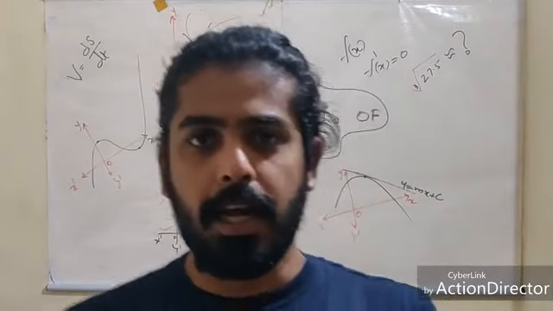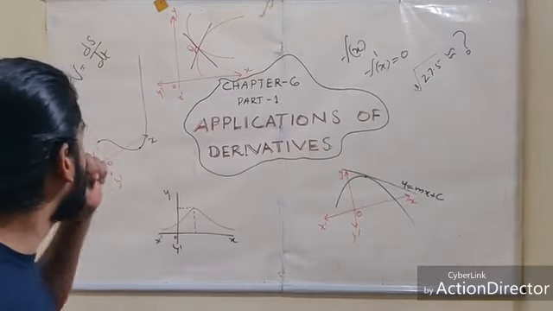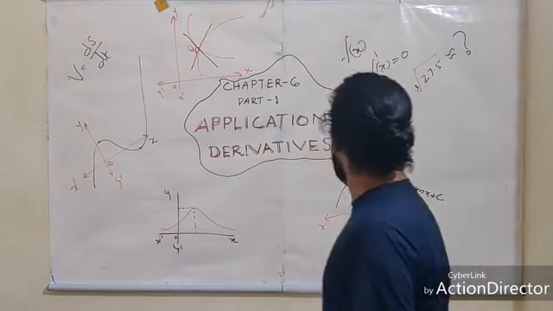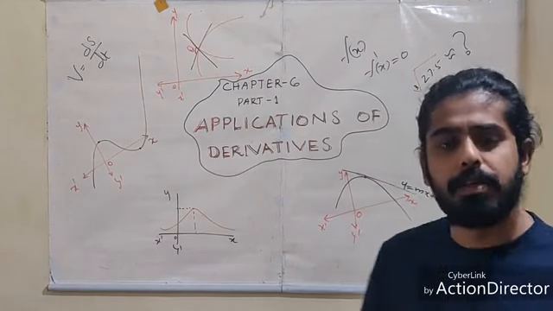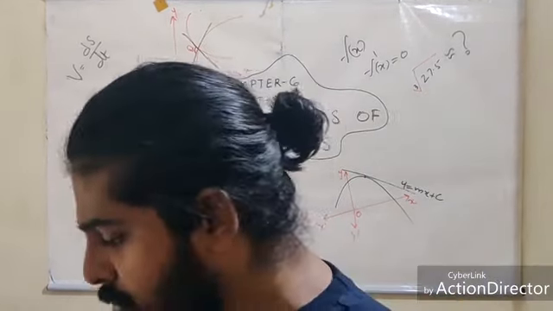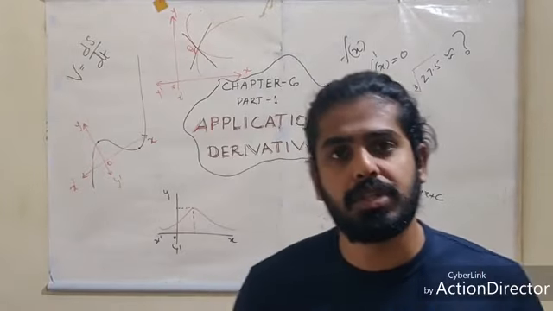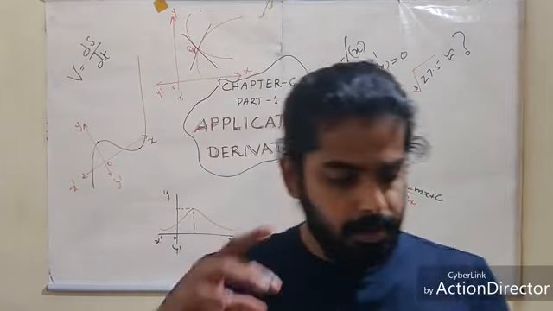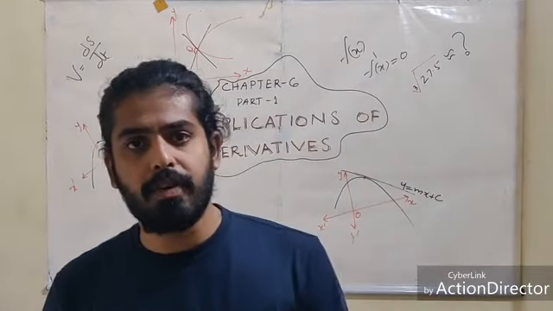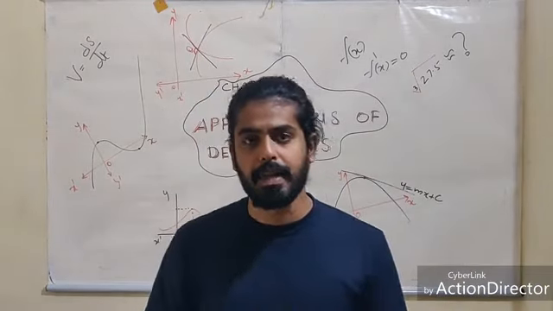Today we are going to start a new chapter, which is chapter 6 of part 1, Applications of Derivative. This chapter is quite important because the 6-mark, long answer type questions are asked from this chapter. We have already learned 3 chapters: relations and functions, inverse trigonometric functions, and continuity and differentiability.